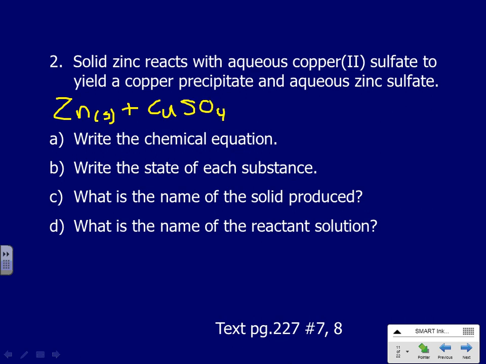SO4, did I need to cross over anything there? Copper, in this case, copper is 2, what's sulfate? Sulfate is 2, because its charge is -2, right? The charge. So 2 and 2. Okay, and are we going to describe its state? AQ. Excellent. To produce, or yields, a copper precipitate.